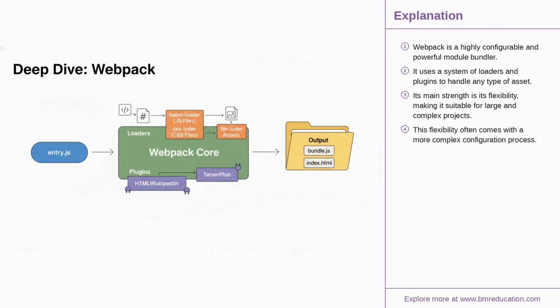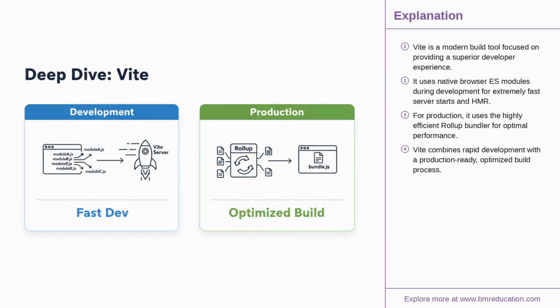The newest major player is Vite, which stands for speed. Vite's innovation is how it handles the development server. It leverages native ES modules in modern browsers, serving files directly without bundling them first. This results in a near-instant server start time and incredibly fast hot module replacement. For the final production build, it uses the highly optimized Rollup bundler, giving you the best of both worlds, lightning-fast development and a highly optimized production output.